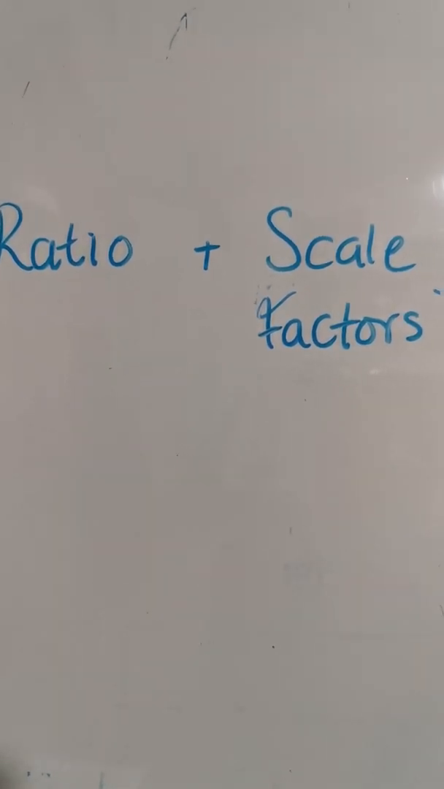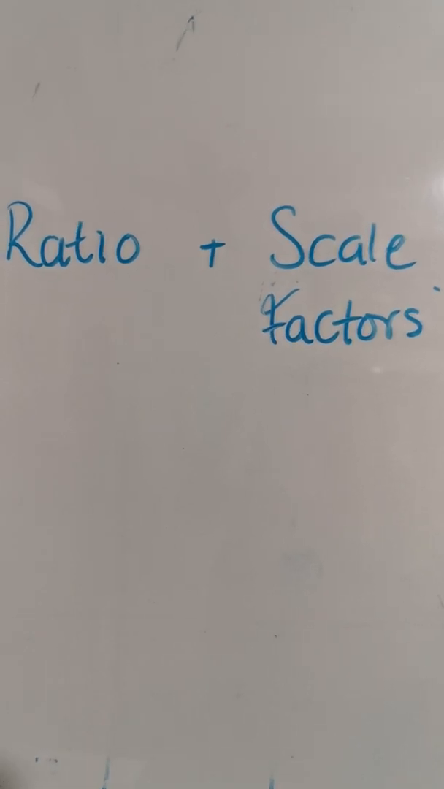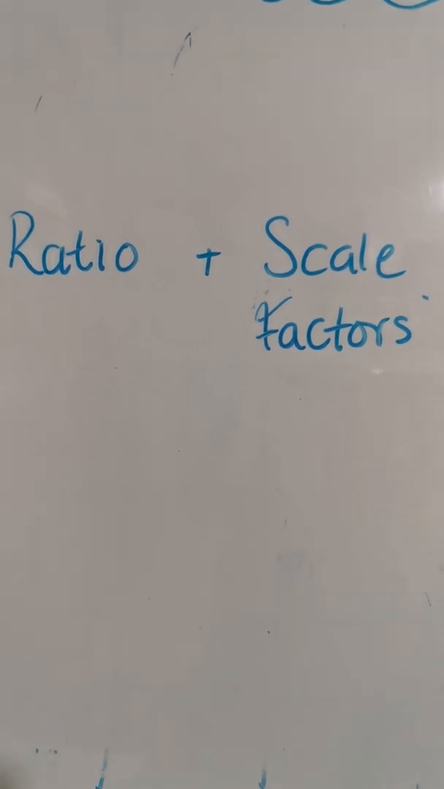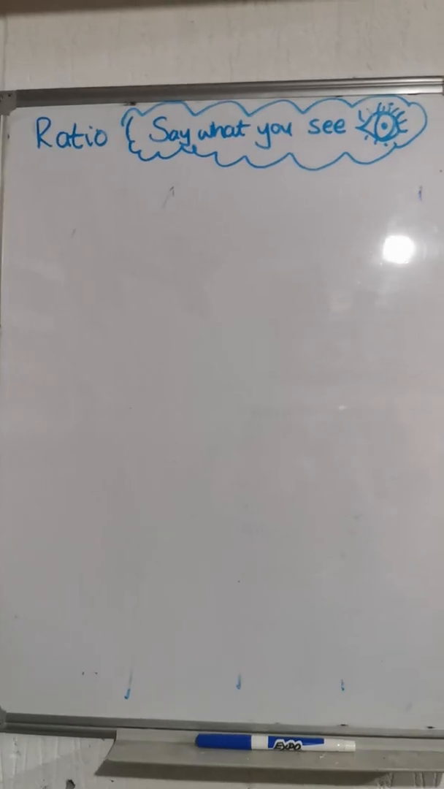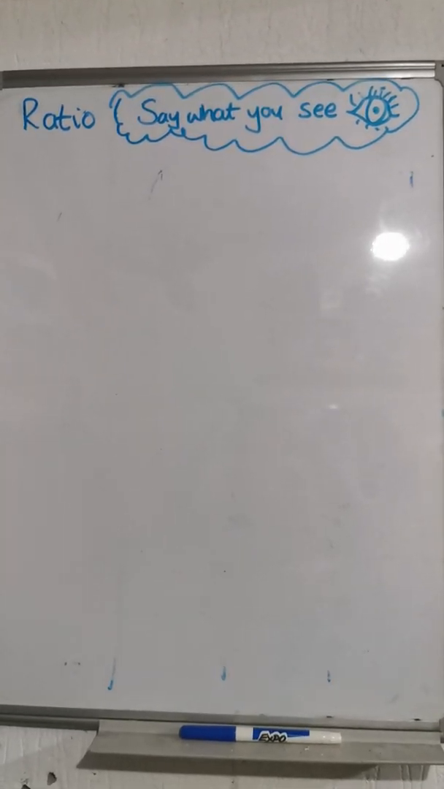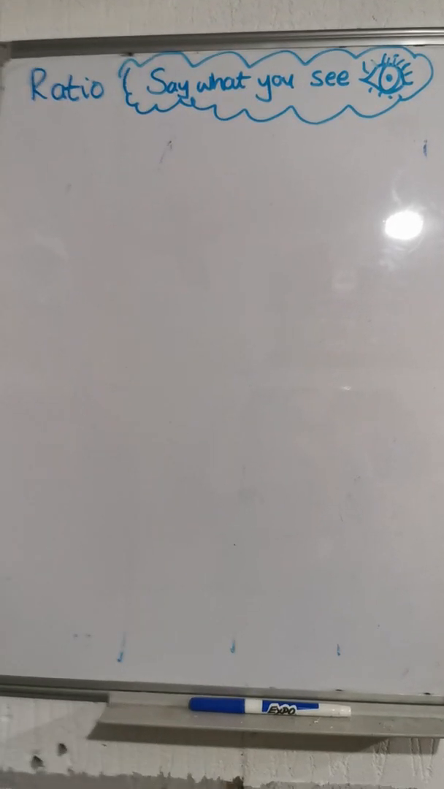Both of these words you've heard before, and we did talk a tiny little bit about ratio today, particularly Annalie, who remembered what it was all about in relation to proportion. So let's start off with ratio. Ratio is quite simple. Basically, all you need to do is say what you see. Let me show an example.